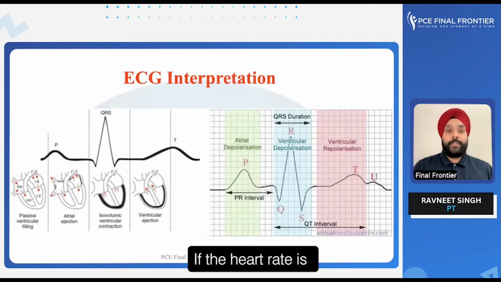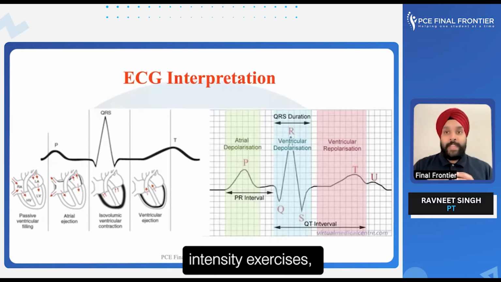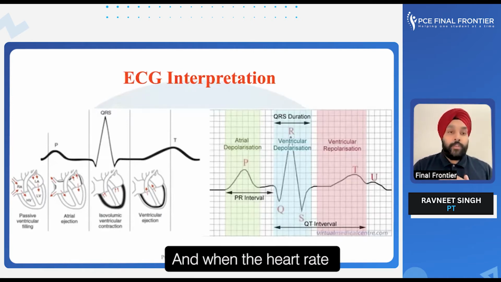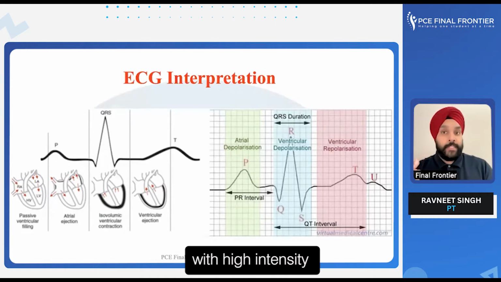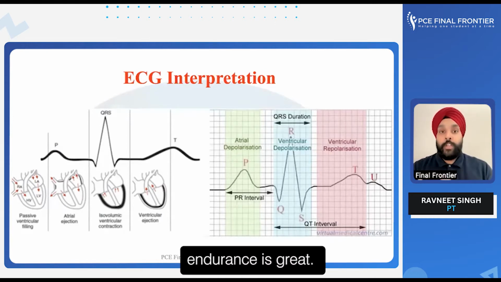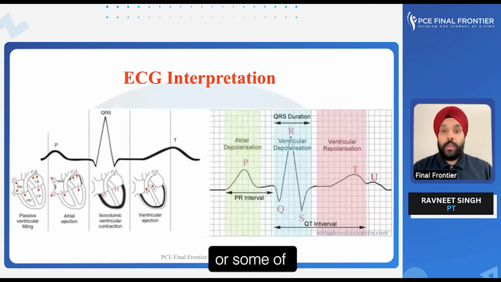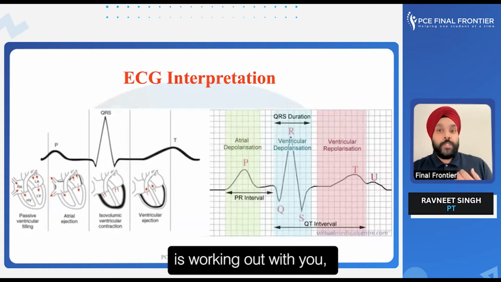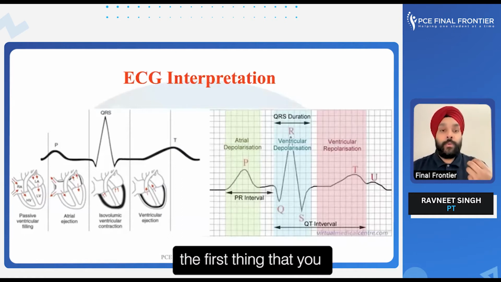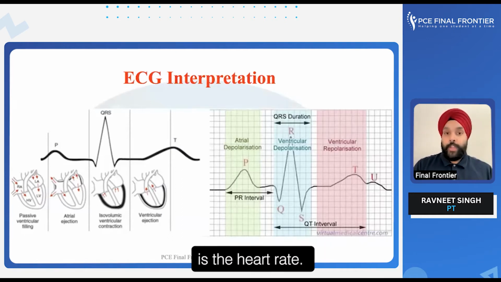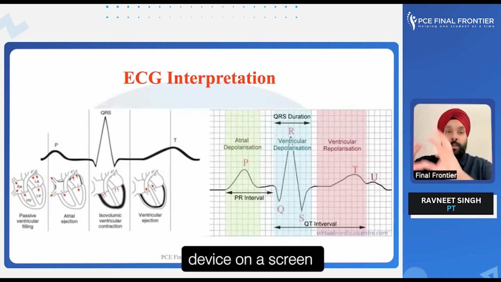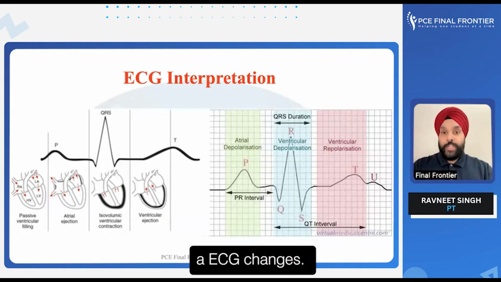If the heart rate is higher with low intensity exercises, that means the patient's endurance is poor. And when the heart rate is not very high with high intensity exercises, that means the patient's endurance is great, right? Or some of you are talking about the 6-minute walk test. That is also something you can use to check the endurance. But when the patient is working out with you, the first thing that you check on a patient is the heart rate, right? Now, ECG is seen on the telemetry device on a screen where you can see ECG changes.